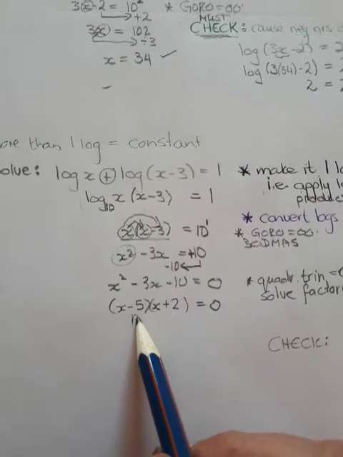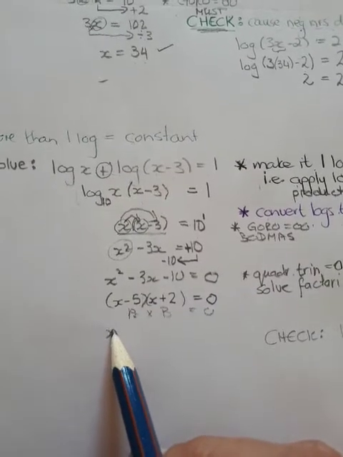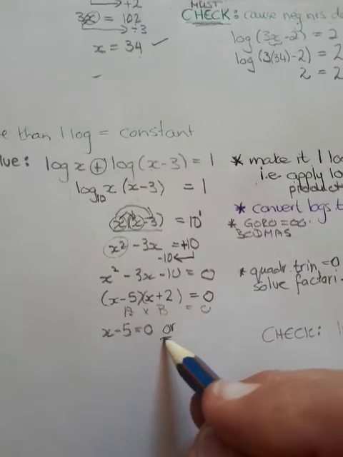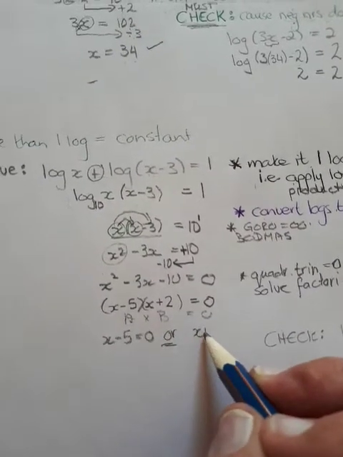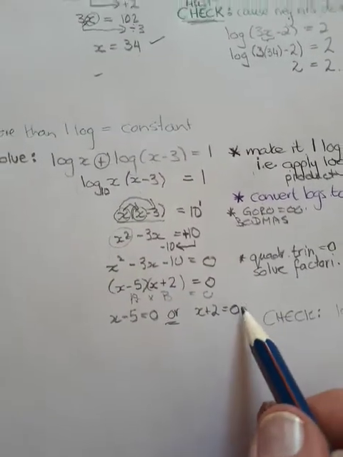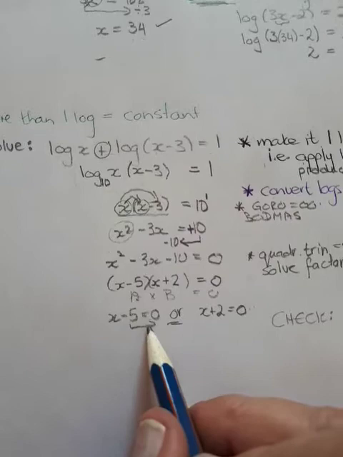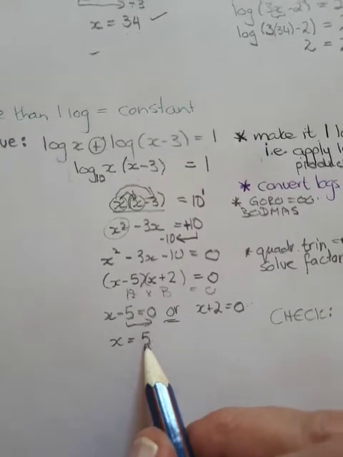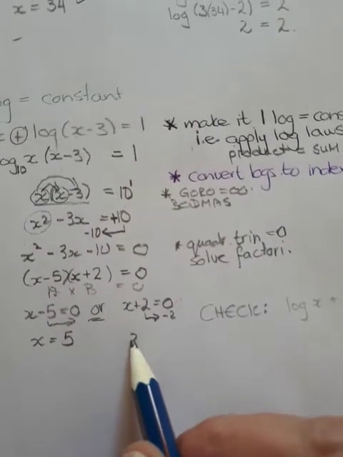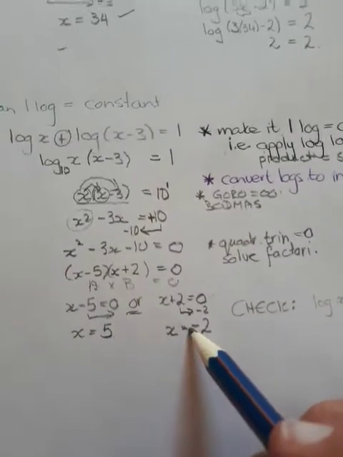And now remember the principle: A times B equals 0. Then either A must be 0, so x minus 5 equals 0, or, importantly, B must be 0, so x plus 2 equals 0. And now again, we've got simple linear equations. So we're going to solve: take over the 5, then x becomes positive 5. And in this case, take over the 2, which becomes negative, so x equals negative 2. So I have two possible answers.